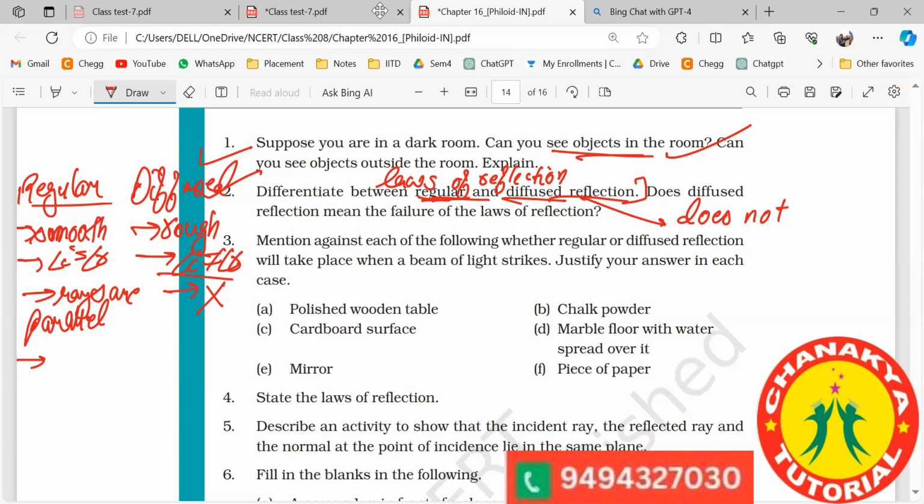Does diffuse reflection mean the failure of the laws of reflection? Yes, sir. The angle of incidence is not equal to the angle of reflection. Very good. Now, the third one.